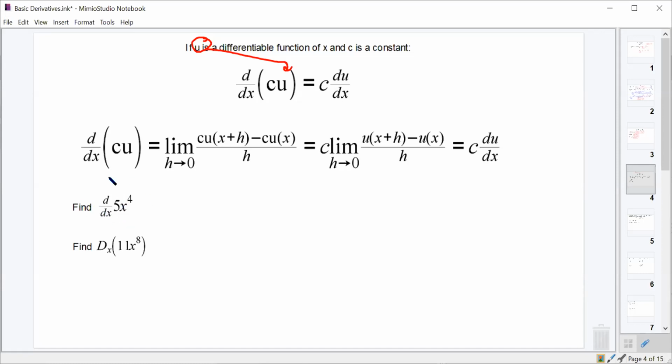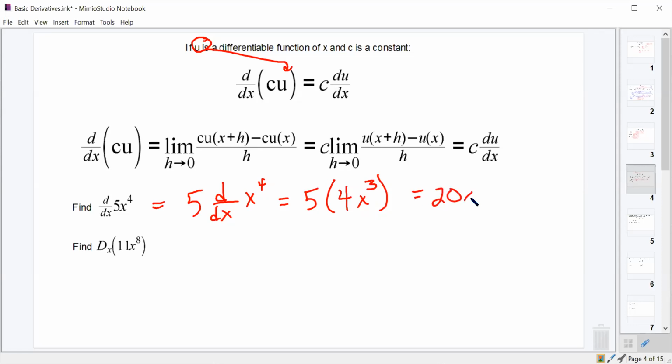So if I'm looking for the derivative with respect to x of 5 times x to the 4th, this is the same as 5 times the derivative with respect to x of x to the 4th. And what's the derivative of x to the 4th? Should be 4x cubed. And so if we multiply that by the 5, we get 20x to the 3rd. Okay. Any questions on that?